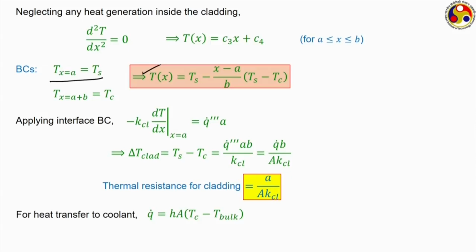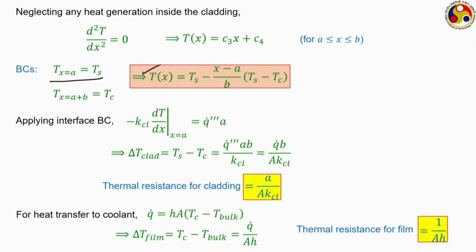Here small h is the corresponding heat transfer coefficient, and accordingly we can define a film temperature difference, delta T film, as the temperature difference between Tc and T bulk, and that is found to be q dot by Ah. So, we can define a thermal resistance for the film as 1 upon h, which is actually the very standard form of thermal resistance for convection in Cartesian coordinates.